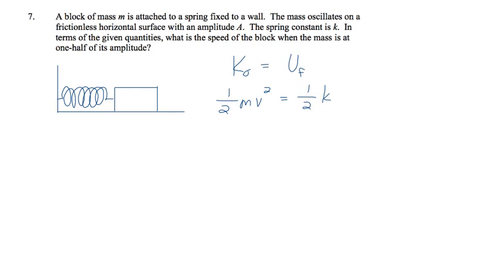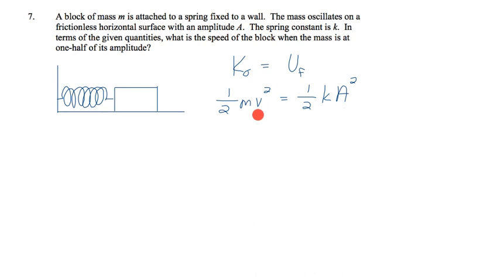Now, what I'm going to do here is put in the maximum, which is at the amplitude. When it's at its full amplitude, all the energy is potential. When it's at its equilibrium position, it's all kinetic. So at some point, it's going to be at its full amplitude, and that's how much energy it's going to have. That energy will equal the energy that it has when it's at its equilibrium position.